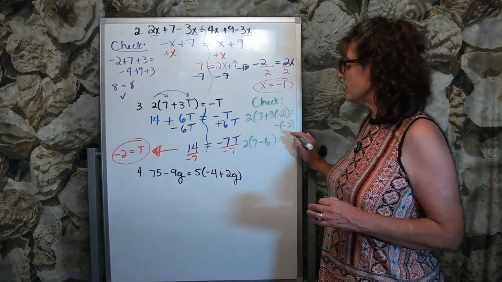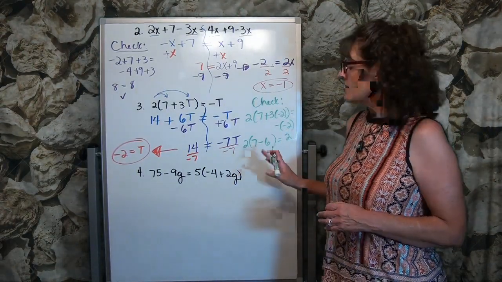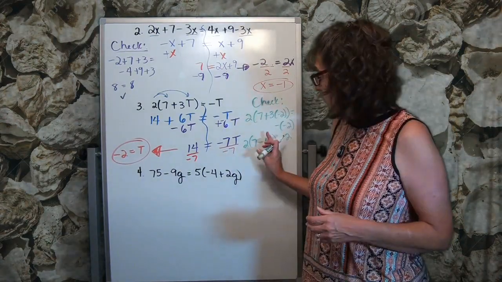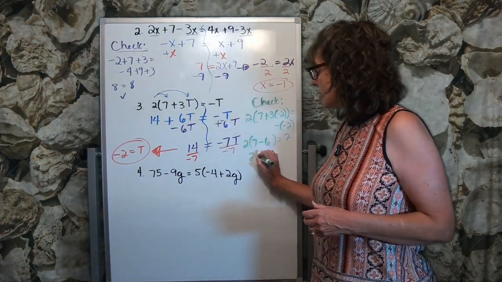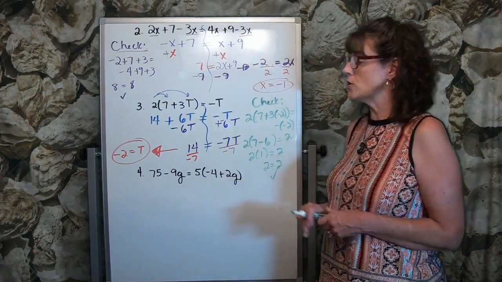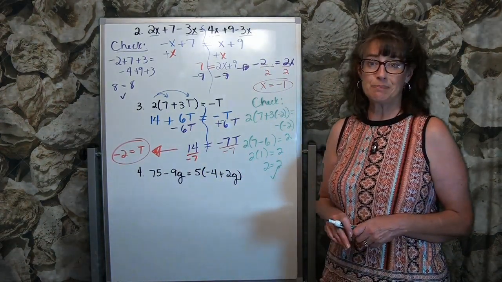Over here the opposite of negative 2 is positive 2. Still within that parentheses because I'm not completely done with the P in PEMDAS. I'm still going to work this parentheses out. But 7 minus 6 is 1. And now 2 times 1 is 2. Yep, created truth. I know that that's right.